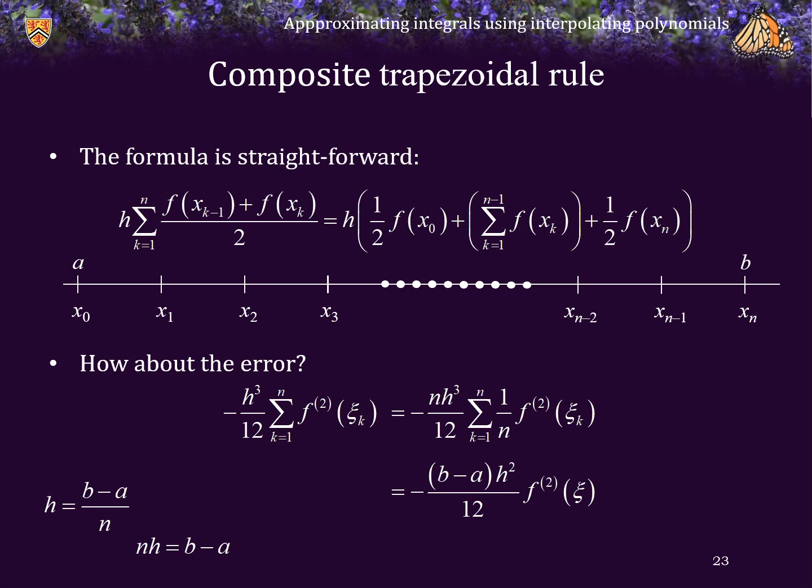Therefore, if we increase n, that makes h smaller, and consequently we get a better approximation. However, whereas the trapezoidal rule was order h cubed for a single interval, if we apply the trapezoidal rule many times, the error now is reduced to order h squared. We're going to see this over and over again.